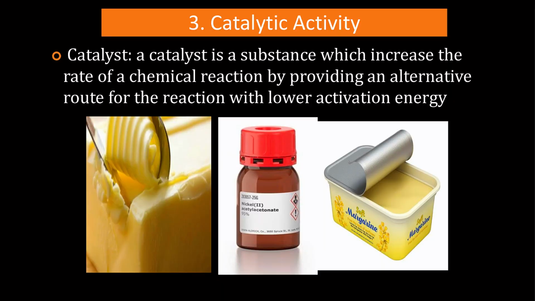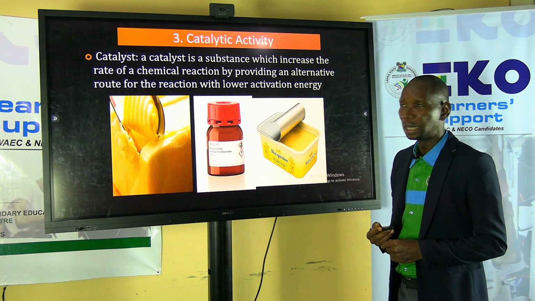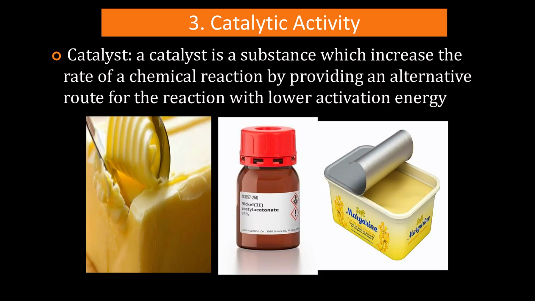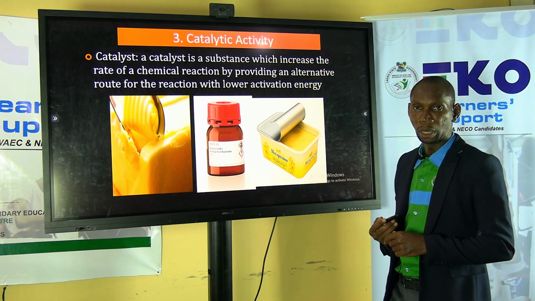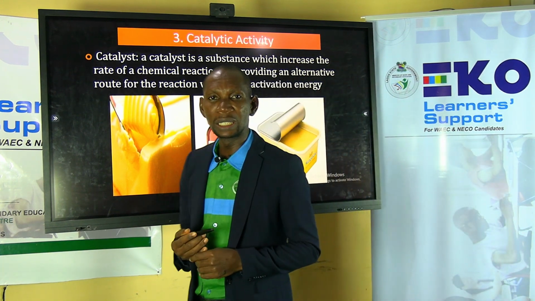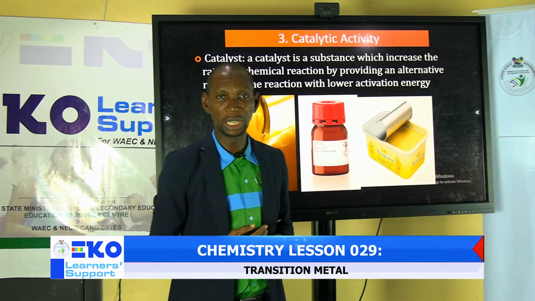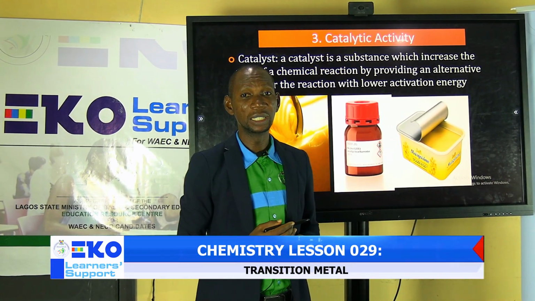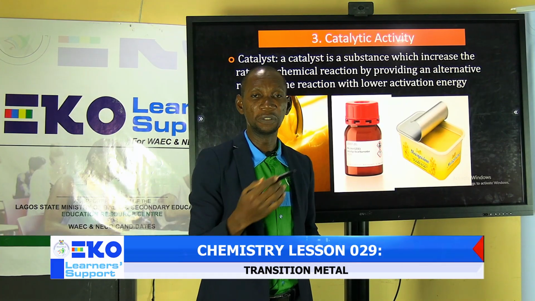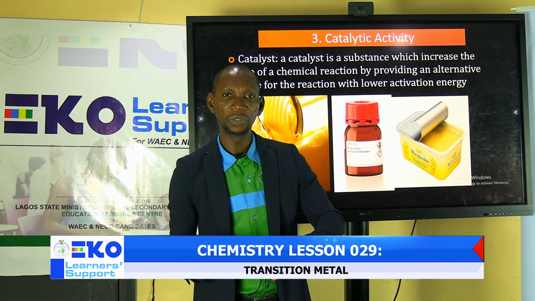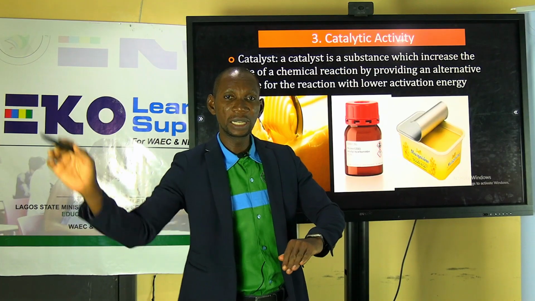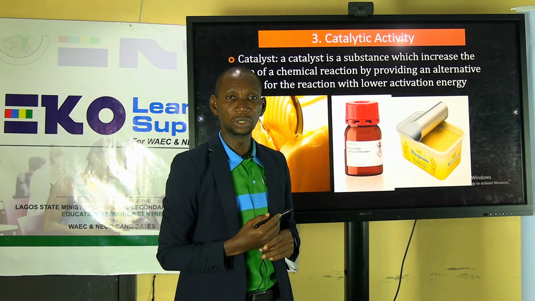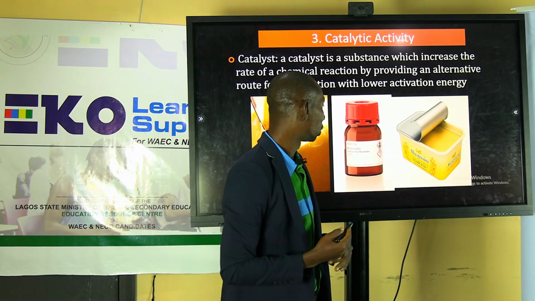Now, catalytic action, which I've already explained. What is a catalyst, my dear student? A catalyst is a substance which increases the rate of chemical reaction by doing two things. One, it provides an alternative pathway for the reaction to take place. Two, it lowers the activation energy. In fact, it does the first one before the second one. It lowers the activation energy, thereby providing an alternative pathway for the reaction to take place. And that way, the reaction is faster.